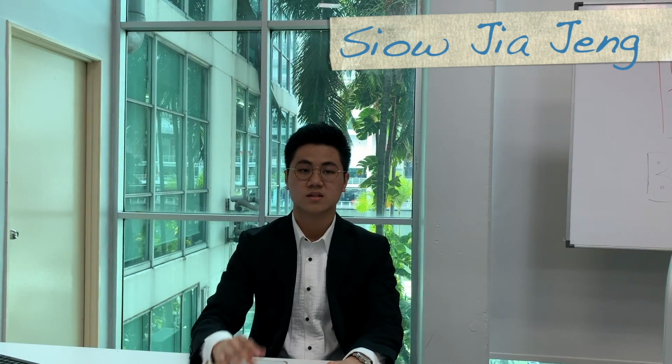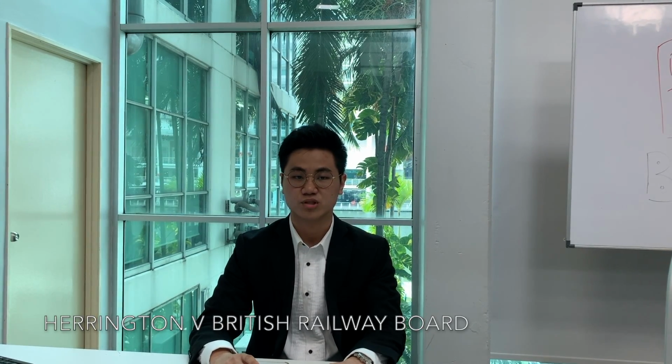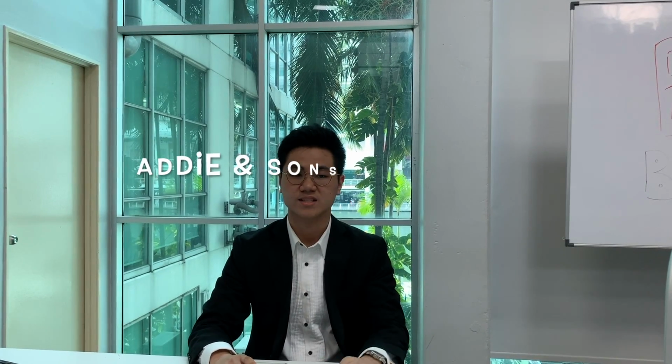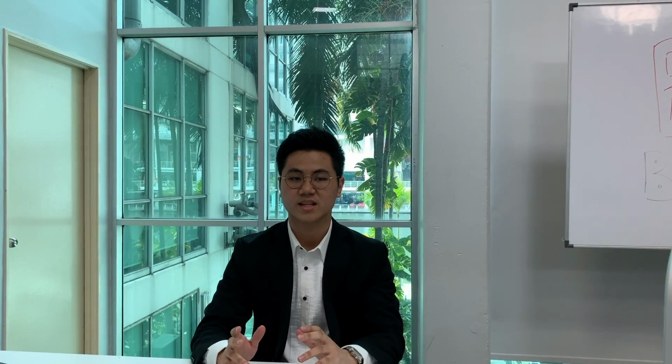The first major use of the practice statement did not occur until 1972 in Herrington versus British Railways Board. Here, the court overruled Addie and Sons versus Dumbreck, where it was established that the common humanity test applied, asking whether the occupier has done all that a humane person would have done to protect the safety of the trespasser.